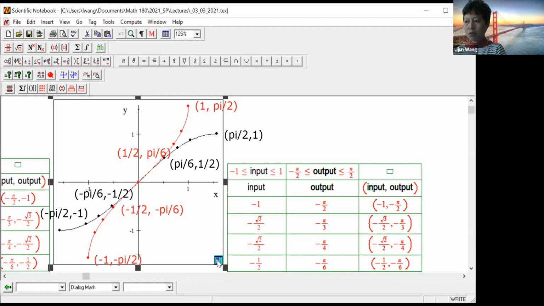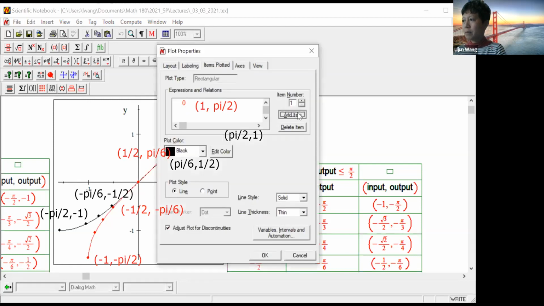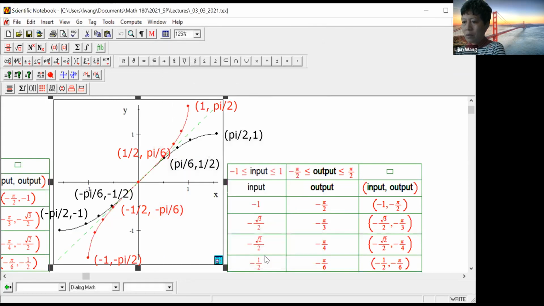And next thing I'm going to draw is that property that reflected for inverse functions, functions that are inverse to each other. They are symmetrical along that green line. And that green line is what? That green line is y equals x.